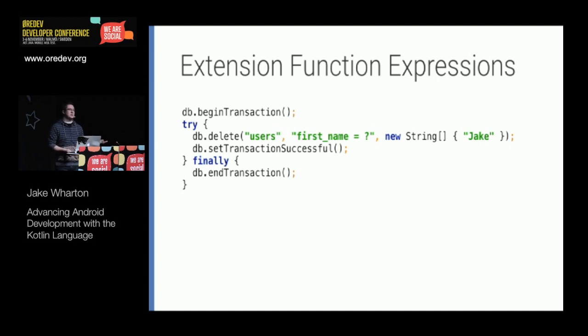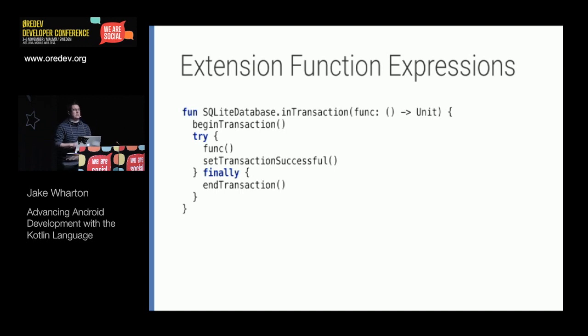We start the transaction, we put it in a try finally, we execute our code, then we have to mark the transaction as successful, and in the finally block, we have to end the transaction. This is the type of code that's prone to bugs, to forgetfulness, to refactors. Anything could go wrong here where you accidentally swap two things, and all of a sudden you have a very subtle bug that's hard to catch. Or maybe it just blows up all the time at runtime. And so extension function expressions are going to allow us to fix that.